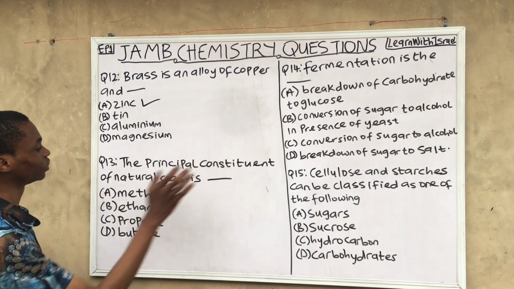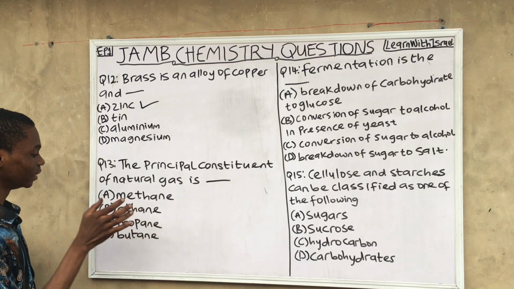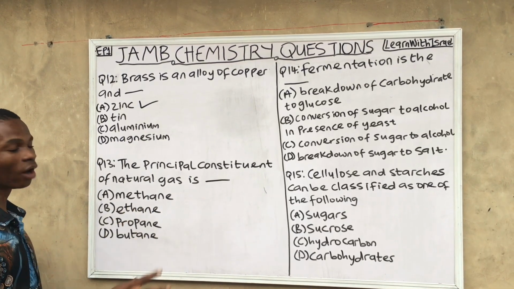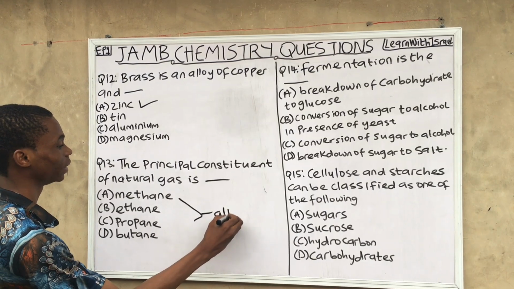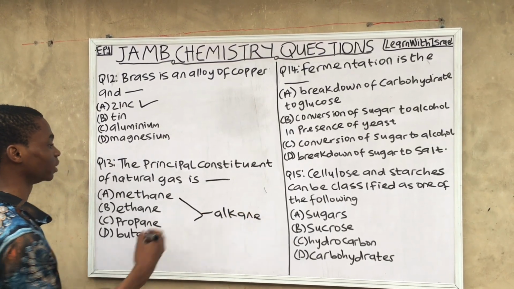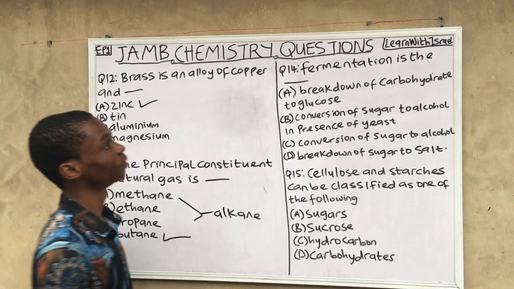The principal constituent of natural gas is dash. A, methane, B, ethane, C, propane, D, butane. All these options are classified under alkane. But the principal constituent of natural gas is butane. Let's move to the next question.